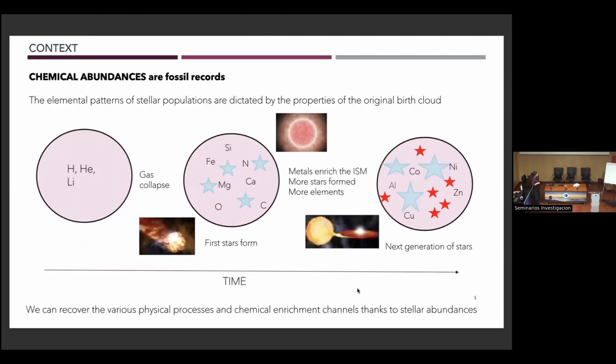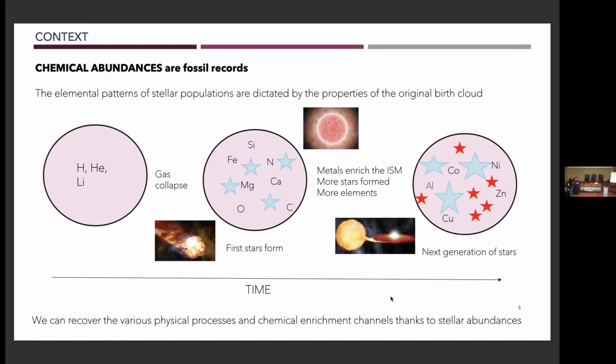Before starting with the first project, here is a very schematic and simplified view of why we like to study chemical abundances and how they can help us. Because when we look at a stellar spectrum and we derive chemistry, what we are doing in fact is looking at fossil records to try to reconstruct the properties of the birth cloud from which the star or the stellar population originated.